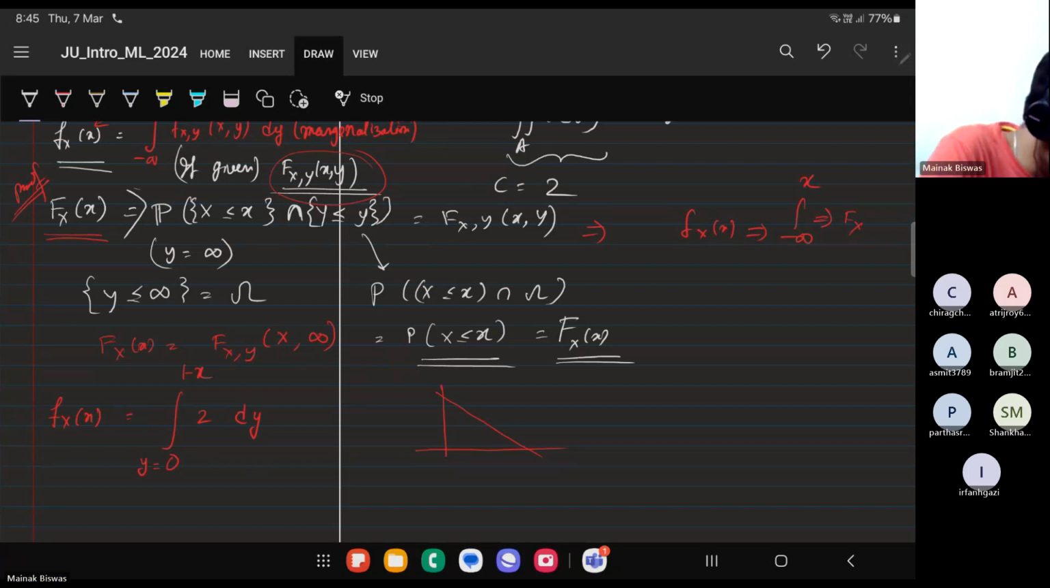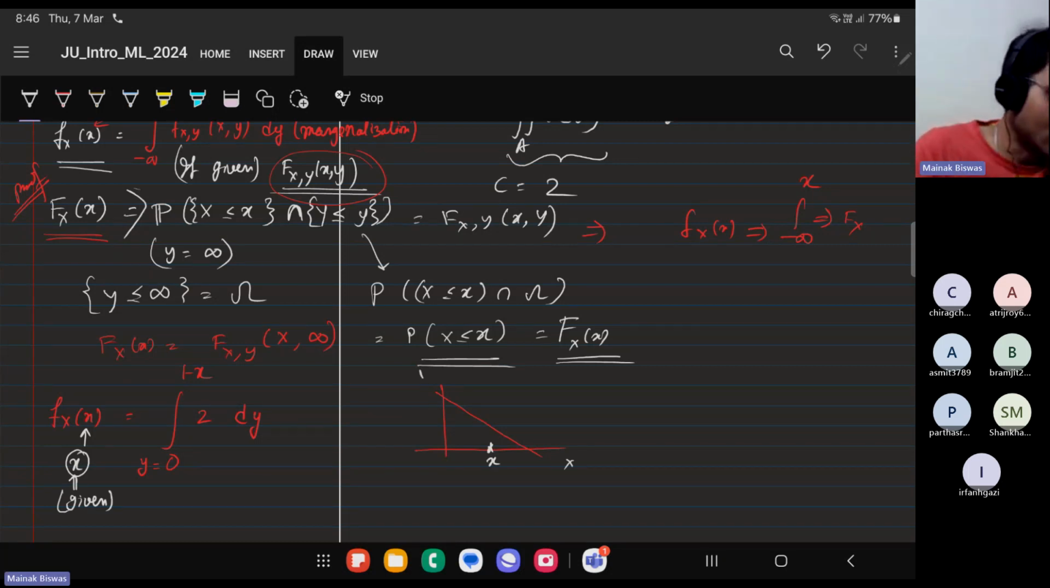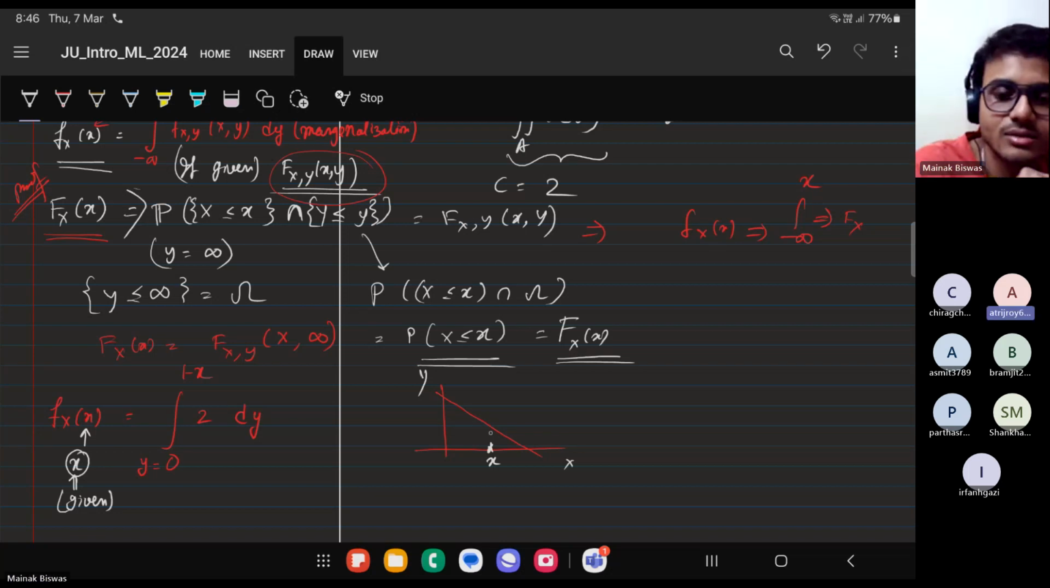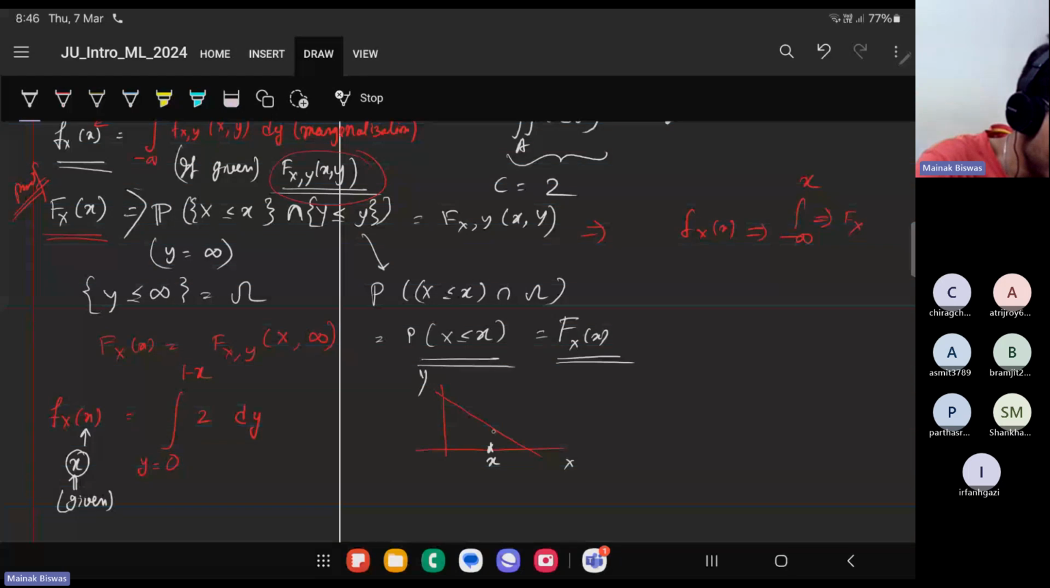Say you are given a value of x. This is given to you. So what are the values y can take? Only 1 minus x, or 0 to 1? It can take anything in between these two. So 0 to 1 minus x.